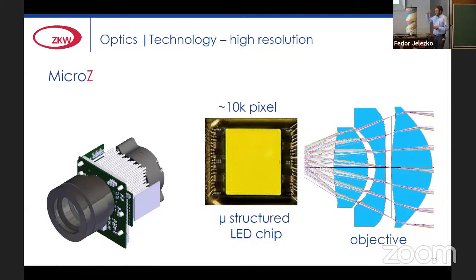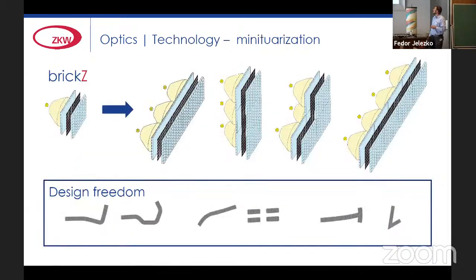The next generation of these kind of things is not to illuminate a chip and then go out through an objective onto the road, but the next step is to replace the chip by a pixelated light source. So like this one, it's a microstructured LED chip where you have about 10,000 pixels, and each of them you can turn on and off again.